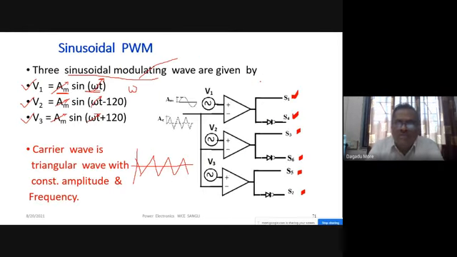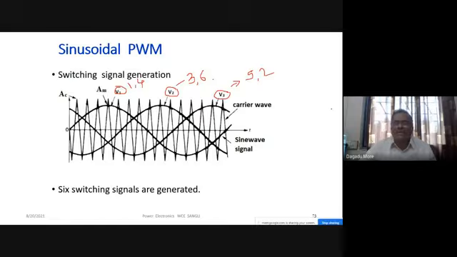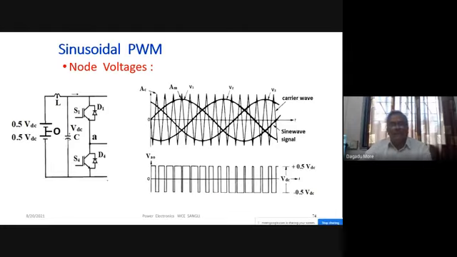The logic will remain the same. Whatever we have discussed here, we compare. The carrier wave is one, which has a fixed amplitude and fixed frequency, whereas the sine wave signal's magnitude can be reduced. We can reduce the magnitude like this, or we can change the frequency also. So we reduce the magnitude as well as frequency, and with the help of that, the 6 switching signals are generated. And now based on that, here we have shown how we get the VAO.